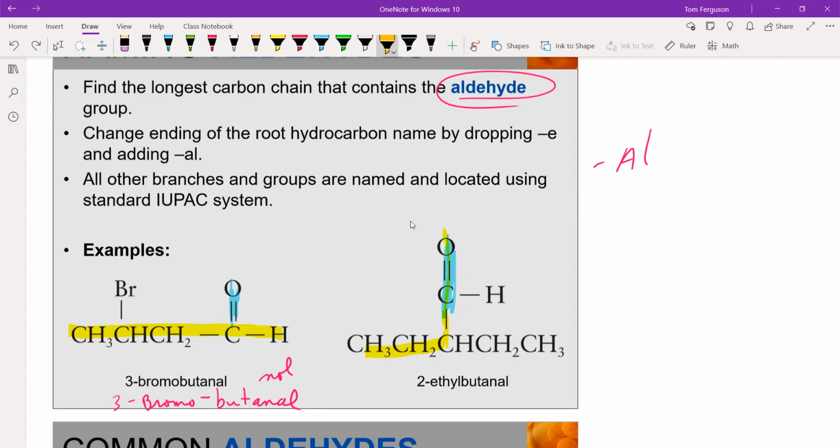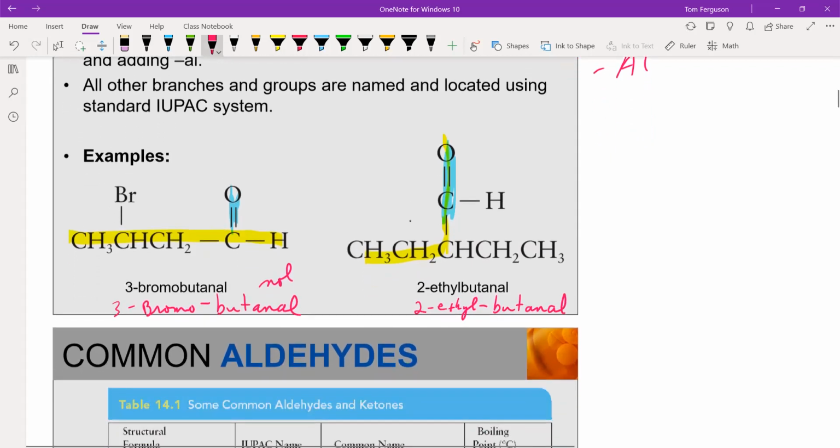In this case, we have an ethyl branch. Functional group is an aldehyde. So it's a 4-carbon aldehyde. So it would be a butanal, 2-ethyl butanal. And frequently, I like to put dashes in between each group, so it's real distinct what's going on.